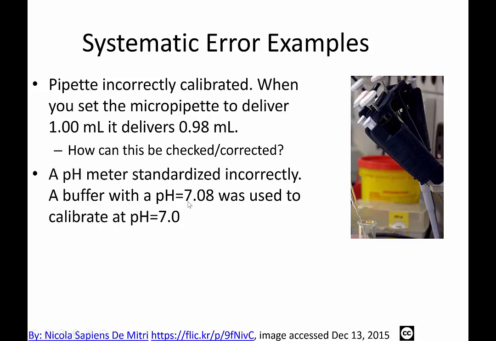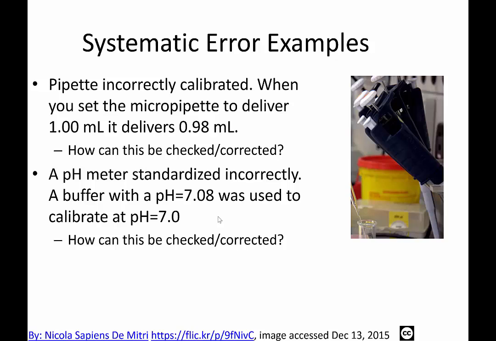Another example is if you had a pH meter standardized incorrectly. So typically when you use a pH meter, you have to calibrate the pH meter with buffer solutions, and we'll talk about what a buffer means later. But a buffer solution is something that just stays at a specific pH. So let's say that you thought you were calibrating it at pH 7, but the buffer actually had a pH of 7.08. So now this is going to consistently give you a pH reading that's lower than the actual value. And that's a problem. So I want you to think about, how can this be checked or corrected?